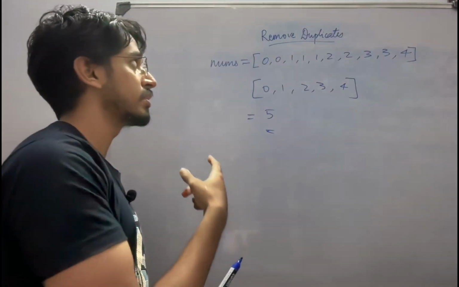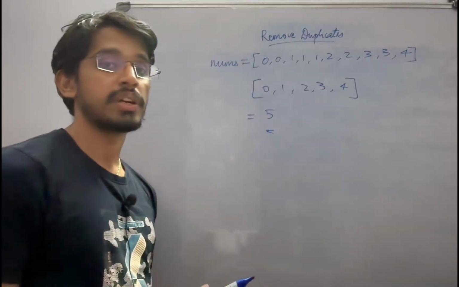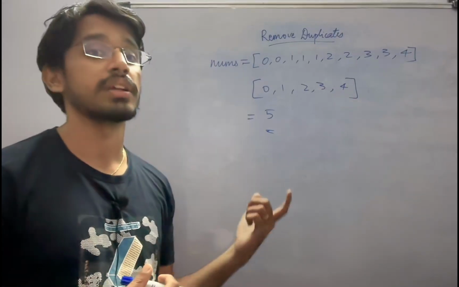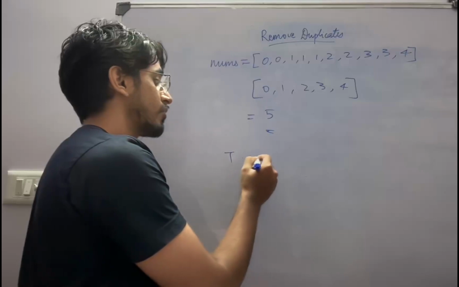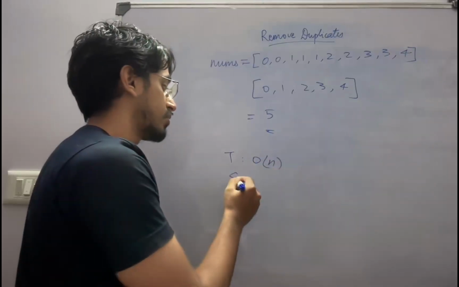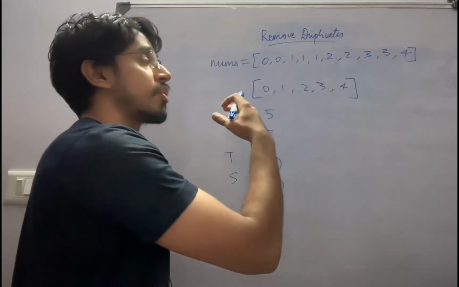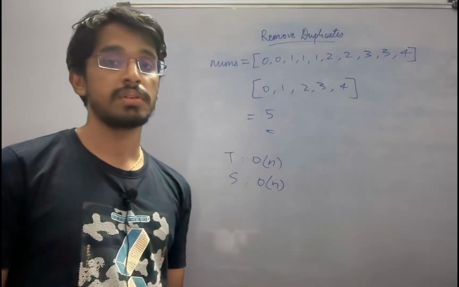The problem in doing this approach is we are creating another array with these unique values. So we do not want to do that. There are ways we can also modify the existing array. By this approach we get the time complexity of O of n and also the space complexity of O of n, because in the worst case all the elements within the array can be unique. So this is a brute force approach.